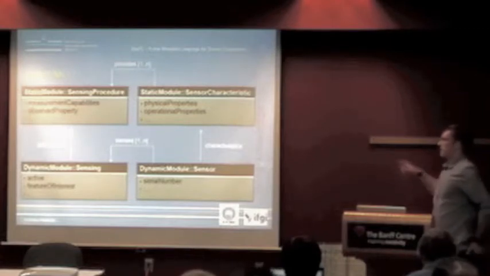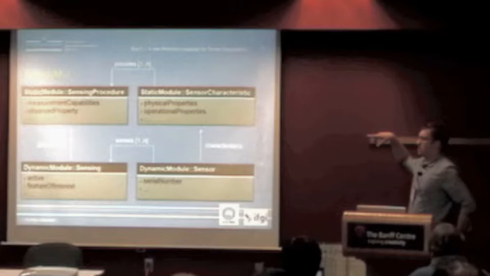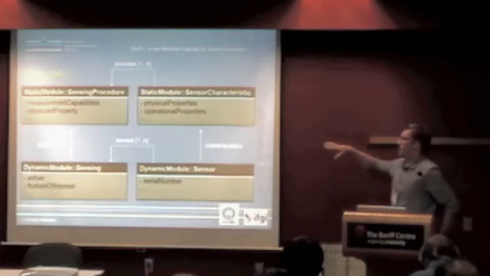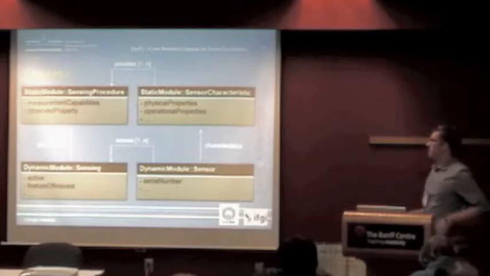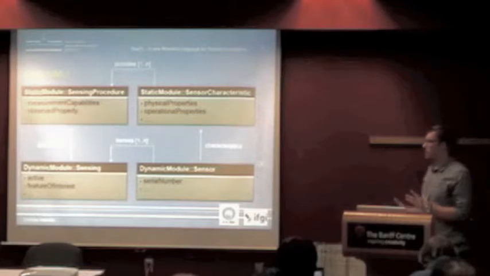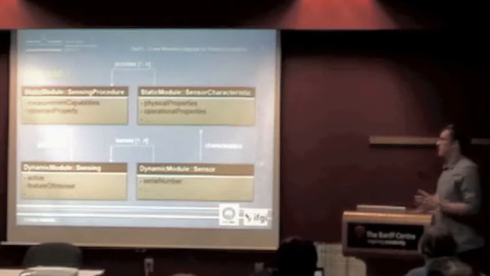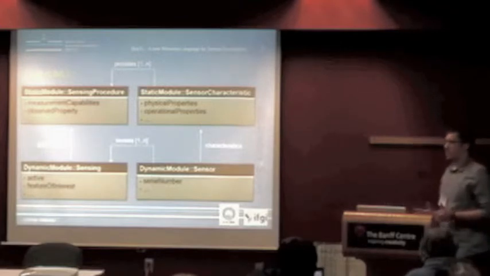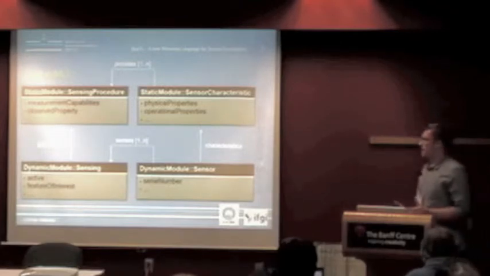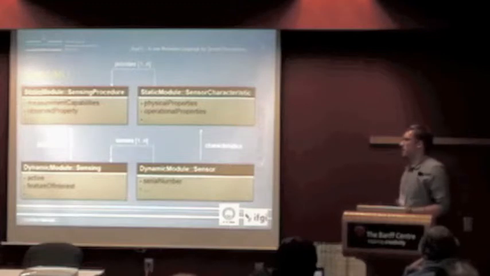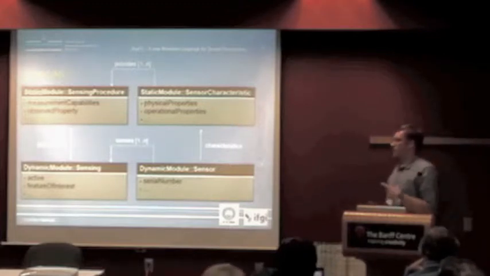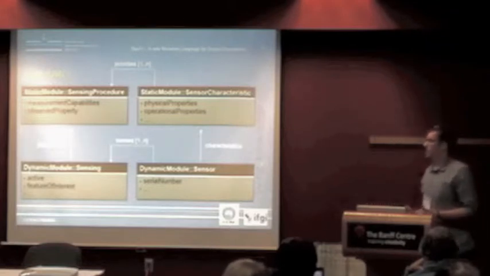So you see the core parts of StarFL. At the top, there are the two key elements of the static module, sensor characteristic and sensing procedure. Sensor characteristic represents all the device-related types of the sensor model, so physical properties like height or weight of the sensor, or operational properties like survival range. And the sensing procedure encapsulates exactly one observed property and the belonging measurement capabilities or unit of measure.